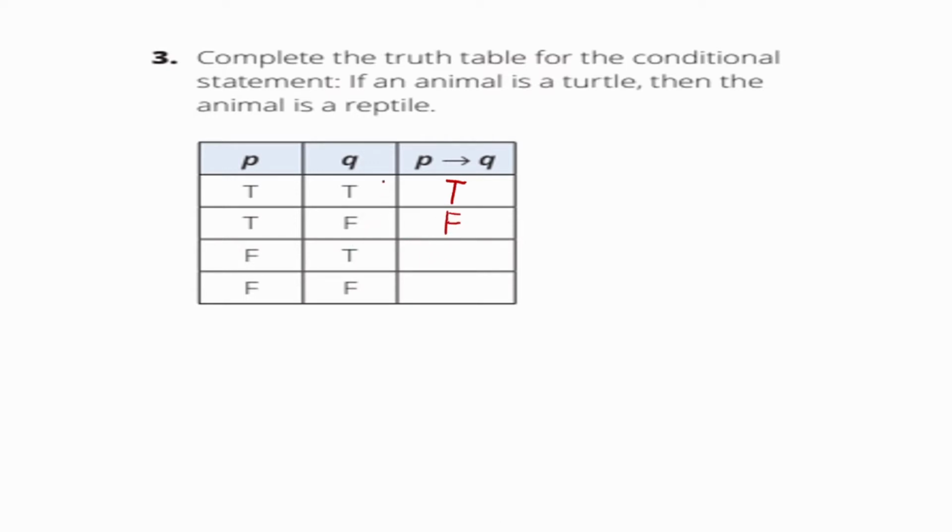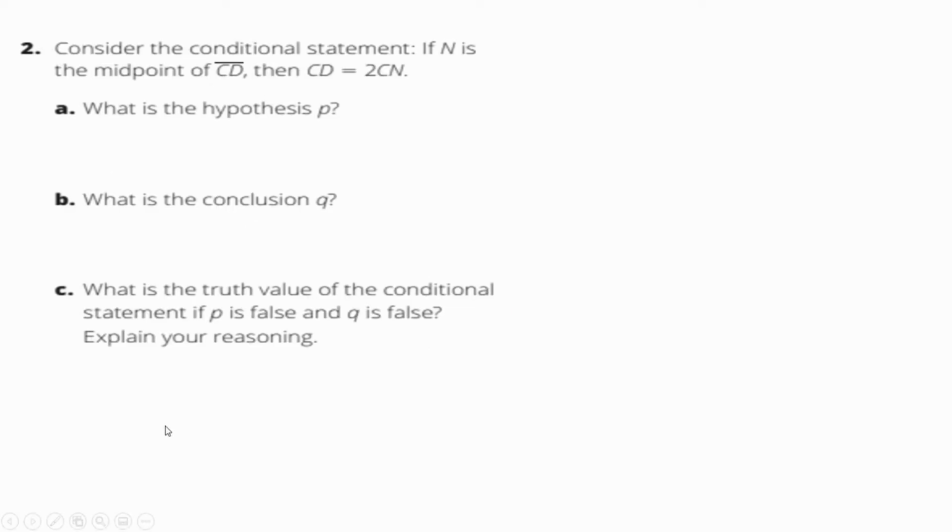And then if our hypothesis is true, second part's false, or hypothesis is false, second part's true, we get true, and if they're both false, we get true. So true, false, true, true. On to the next one.